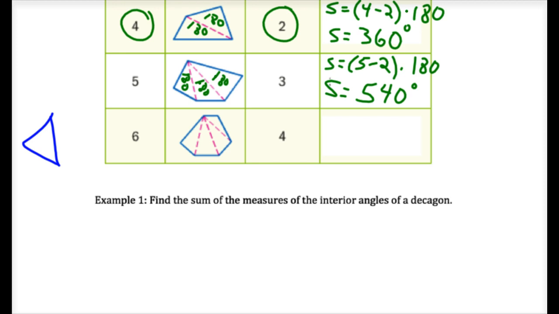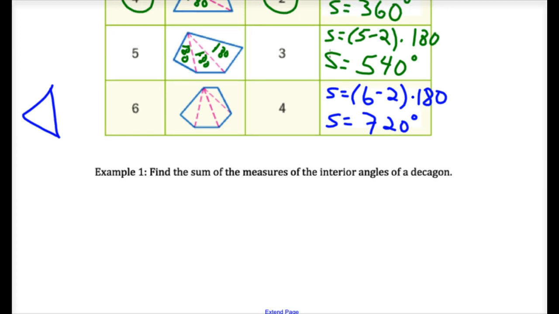All right, let's do this one. S equals number of sides, 6, minus 2 times 180. 720. Is it 720? Yeah. 720 degrees. Okay. So every time you add a side, you actually add 180 degrees to the sum of the interior angles.